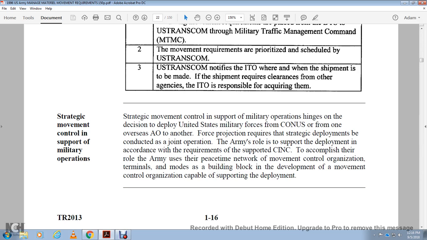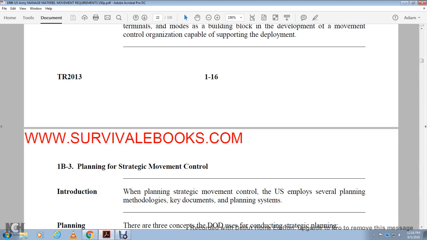commander-in-chief. This is accomplished through the peacetime network, the move control organization and terminal move organization, like building blocks in the development of a movement control organization capable of supporting the deployment.